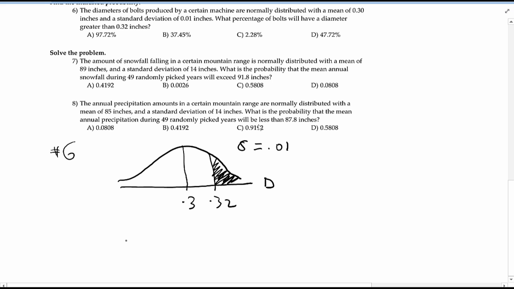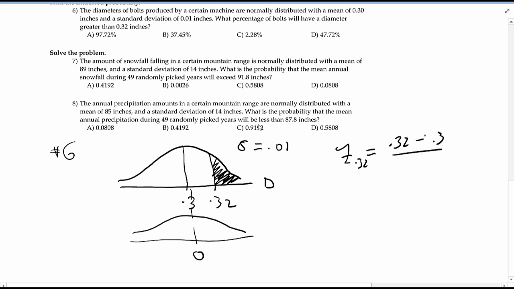So what we do is we standardize the problem. The 0.3 will go to 0, and then we need to find the z-score of 0.32, which is 0.32 minus 0.3 divided by the standard deviation, which is 0.01. Now I'm going to use a calculator, even though that's an easy calculation, but I want to make sure this is clear. So we get 2. All right, so the z-score of 0.32 is 2, and we want this area.